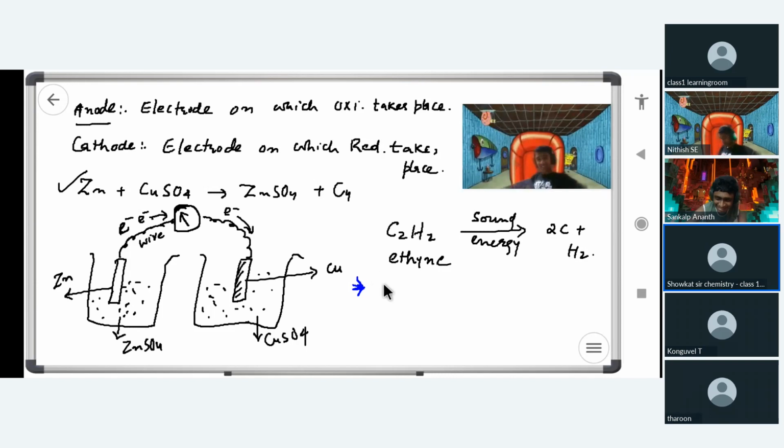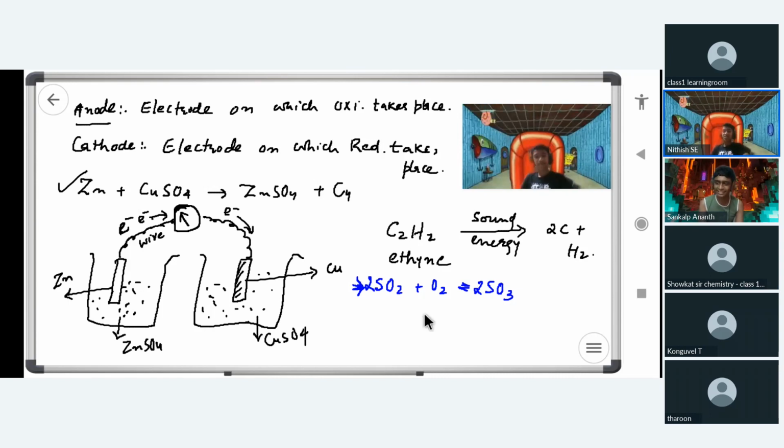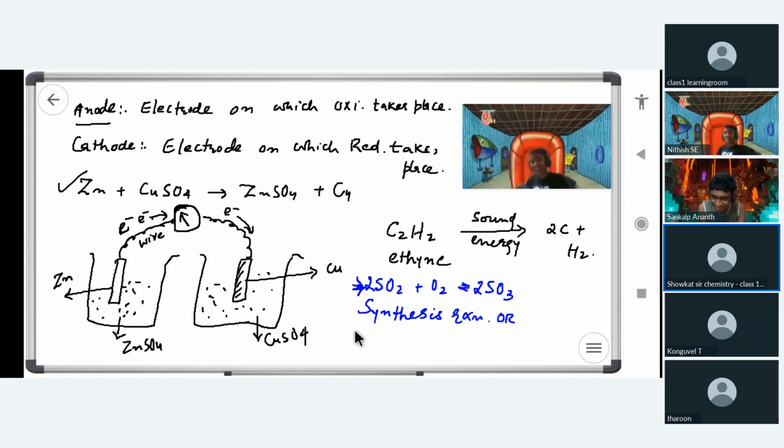So what I was saying, for example, if I write a reaction like this, if I have sulfur dioxide reacts with oxygen, it forms sulfur trioxide. Can you balance this? So, 2SO2 plus O2 gives 2SO3. Is it balanced? Yes, sir, it is balanced. Okay, can you tell me which reaction it is? Sir, it's a synthesis reaction. Exactly. Synthesis reaction, also known as a combination reaction.